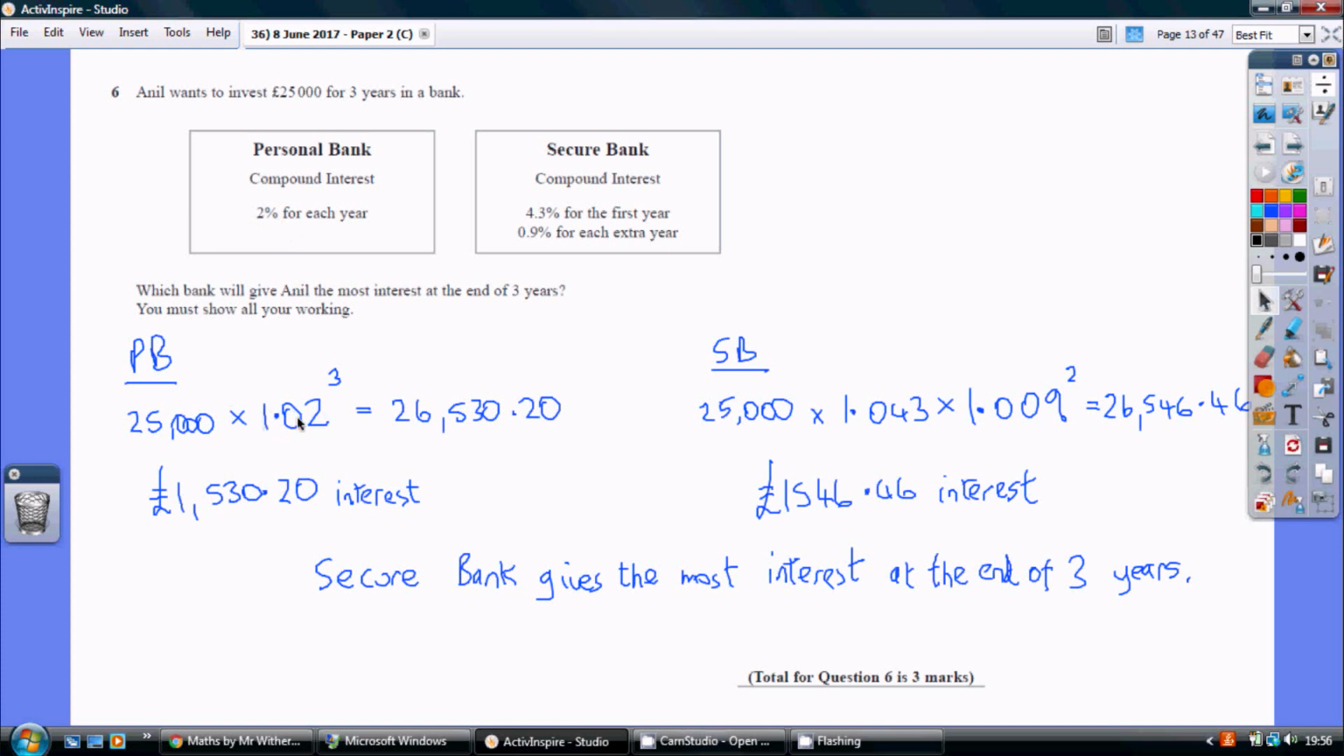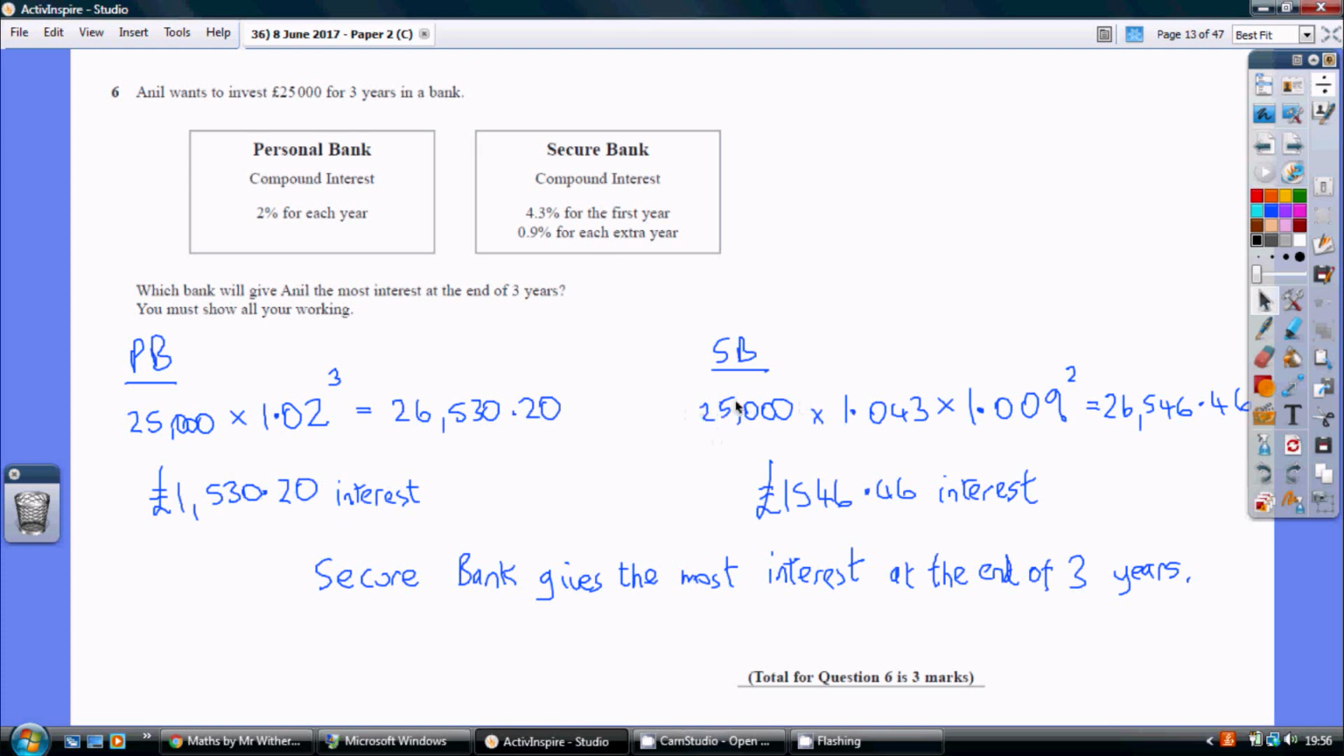So the multiplier is 1.02, and we're investing it for 3 years at this same interest rate, so that's the power we apply to the multiplier. So 25,000 times 1.02 to the power of 3 gives us a total amount that Anil will have after the 3 years of £26,530.20. So the actual interest that he's accrued is going to be this less the initial sum he invested of 25,000, giving him the interest of 1530.20.